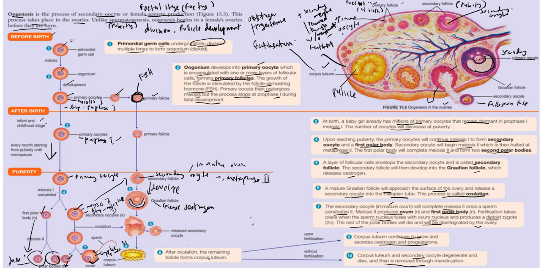But if the sperm happens to meet with the ovum, the corpus luteum will continue to grow and secrete estrogen and progesterone. So this corpus luteum depends on the process, fertilization or no fertilization. That's why we have the menstrual cycle, we have menstruation every month because of this. Okay, so that's all for the oogenesis.